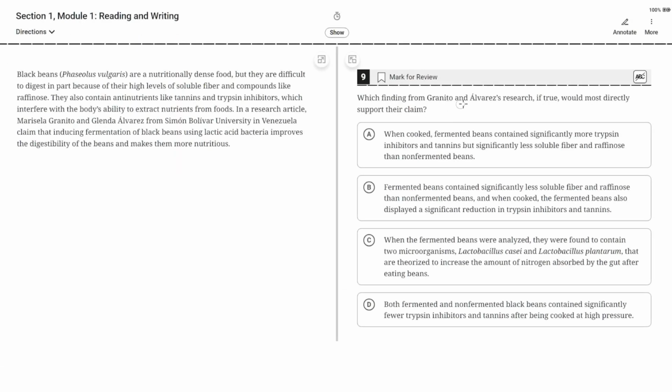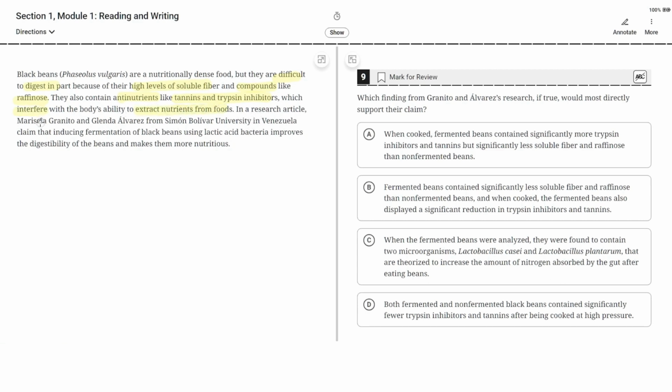Which finding from Granado and Alvarez's research, if true, would most directly support their claim? Black beans are a nutritionally dense food, but they are difficult to digest, in part because of their high levels of soluble fiber and compounds like raffinose. They also contain anti-nutrients like tannins and trypsin inhibitors, which interfere with the body's ability to extract nutrients from foods.